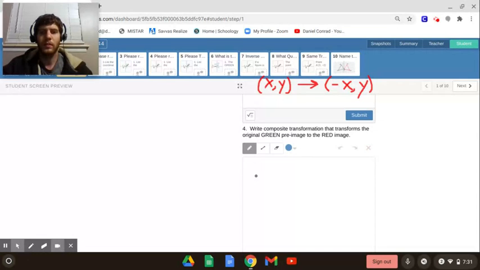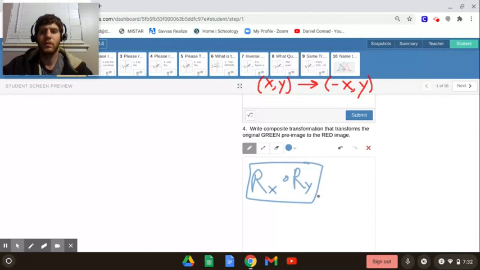So the last thing we did was we reflected across the x-axis. Okay, and what we reflected across the x-axis was the reflection over the y-axis. So it's the reflection over the x-axis of the reflection over the y. So this would be our composite transformation.